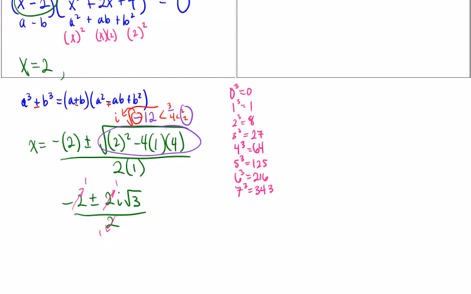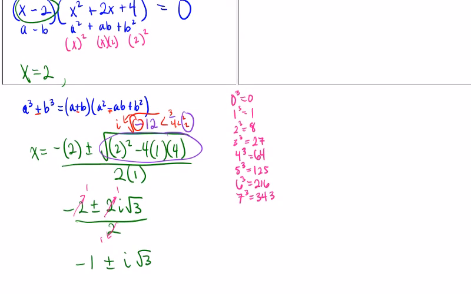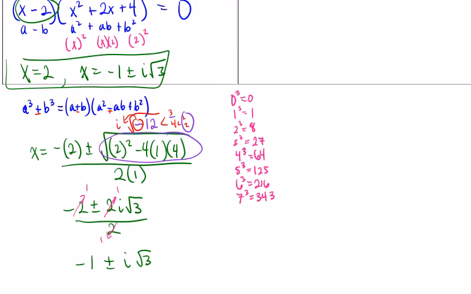Right? And all those ones can be invisible except for this one, because there's nothing next to that, so I need that one. So my answer is going to be negative 1 plus or minus i root 3, and then the 1 on the bottom is invisible. So these are my other two answers. So I end up with x equals negative 1 plus or minus i root 3. You can write that as two separate ones if you want, or you can use the plus or minus, and that's fine. Just know that it's two answers.